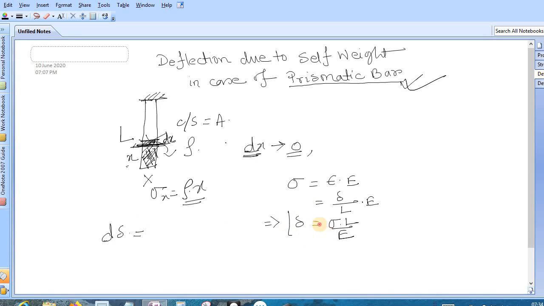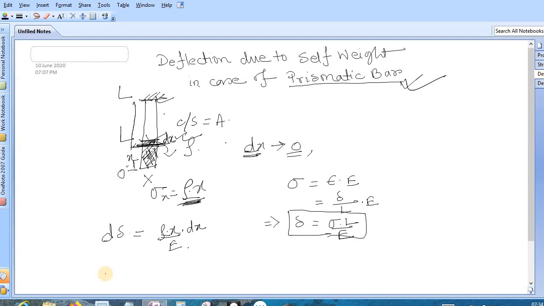From this equation, sigma is rho x, length is dx, a very small length, divided by the modulus of elasticity. This is constant throughout the length. Now to get the total deflection, you need to integrate this small deflection from 0 to L, due to the load acting from bottom to the top.